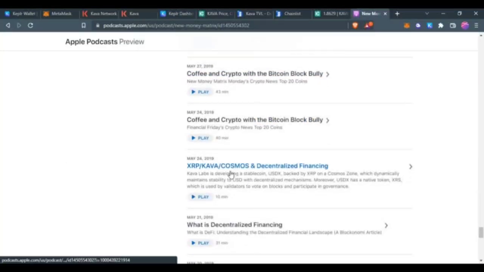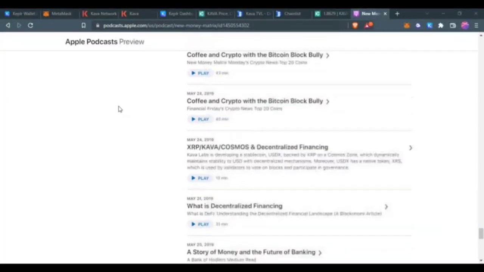Here it is: XRP, Kava, Cosmos, and decentralized financing. Kava Labs is developing a stablecoin, USDX, backed by XRP on a Cosmos zone, which dynamically maintains stability to USD with decentralized mechanisms. Moreover, USDX has a native token, which is used by validators to vote on blocks and participate in governance. A lot of this has been updated since then, and we're going to be going over a lot of those updates, what they have going on, and how to utilize the platform to create a way of passive income through the many mechanisms that they offer, staking and liquidity providing on the network.